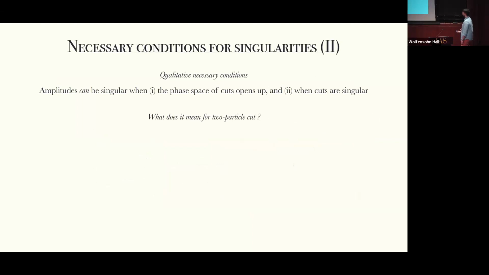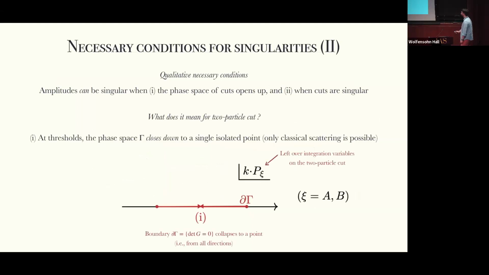So now we can come back to these qualitative necessary conditions for the amplitude to be singular. So what does it mean for a two-particle cut? Well, point one means that at thresholds, the phase space gamma, so basically the integration contour, closes down to a single isolated point, which means that only classical scattering is possible. So this resonates with the Coleman-Norton picture of singularities. And in the space of leftover integration variables on the two-particle cut, this basically means that the boundary of the integration contour, which is, as I said, defined by det G equals 0, collapses to a point. So it collapses from all directions. I'm going to give the algebraic conditions that correspond to this soon.